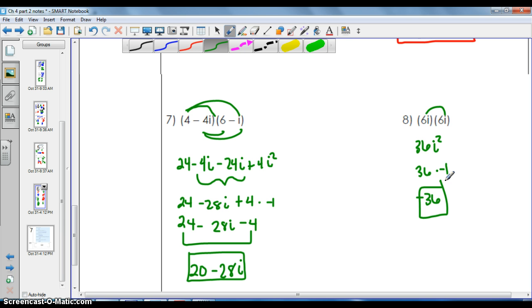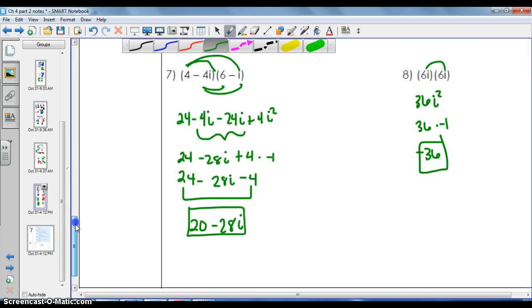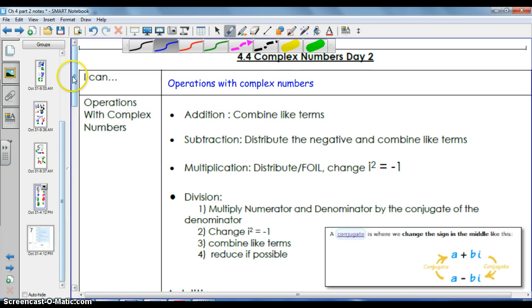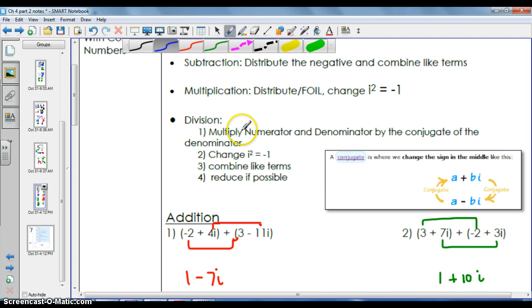All right, we're just going to look at division. Again, we're not going to have you try it, but we're going to look at it. So back at the beginning when it talked about division, we're actually going to skip back to that. We first multiply the numerator and denominator by its conjugate. So let's talk about what a conjugate is. It is basically the opposite of the imaginary part. So we just switch the sign on the imaginary part.